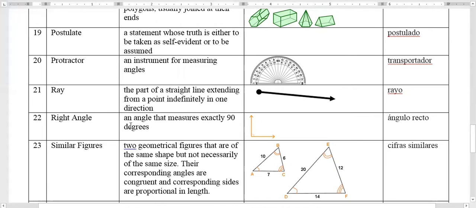22, right angle, an angle that measures exactly 90 degrees. So right here, this little square lets you know that it's 90 degrees. That is what a right angle is.